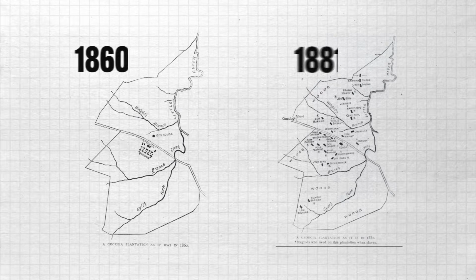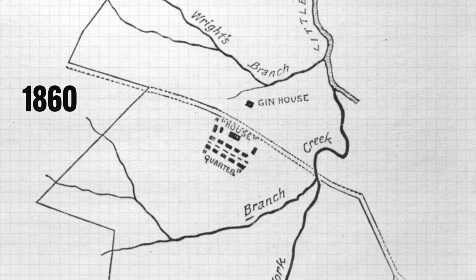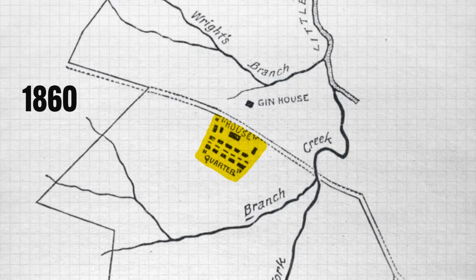For example, look at these two maps of the same plantation published in a magazine called Scribner's Monthly. On the left, you can see the plantation as it was in 1860, and notice how all the buildings are bunched together. Those living quarters where the enslaved people lived were right under the nose of the planter, and with that kind of proximity, he could keep a watch over his labor force.